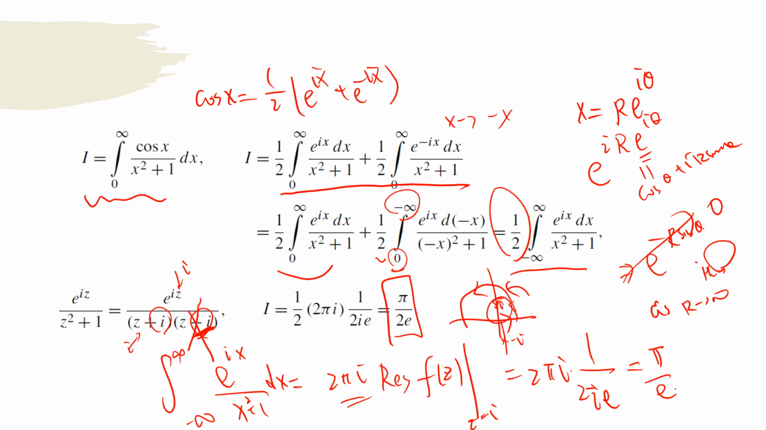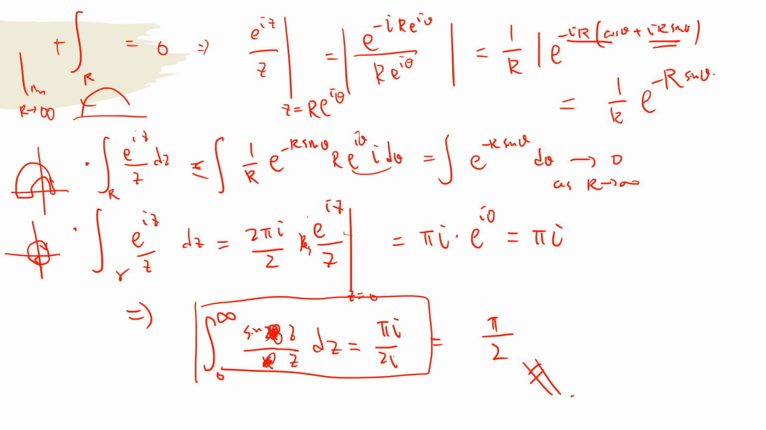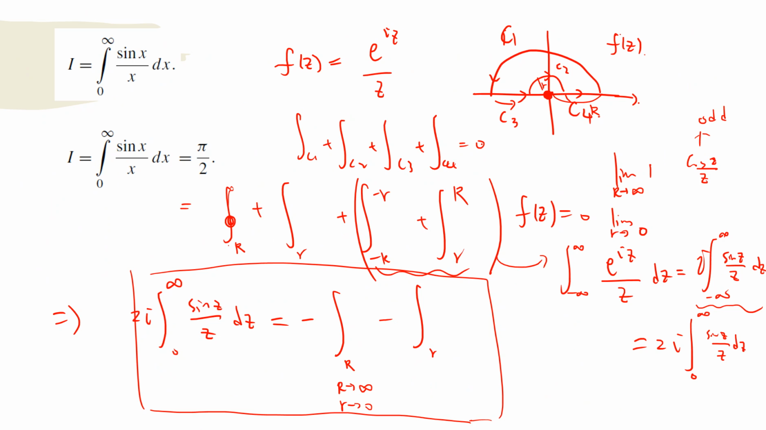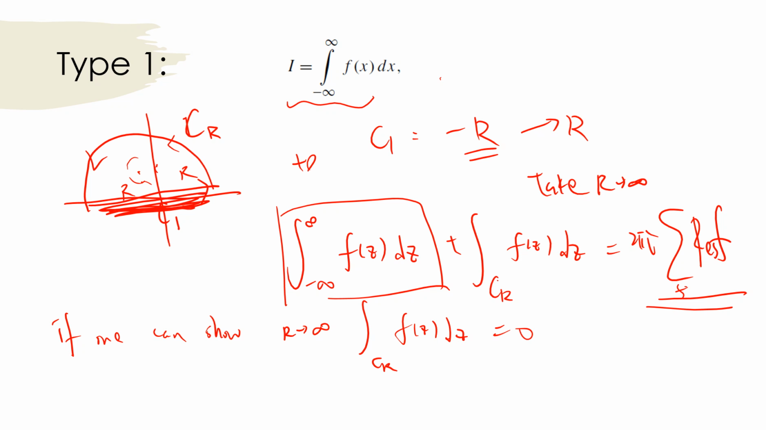Pi divided by 2e. Okay, in the next video I will prove this sine x divided by x integral and use the same technique, and we will get pi over 2. So this sine x divided by x is somehow like a variant of type 1, but the idea is exactly the same.